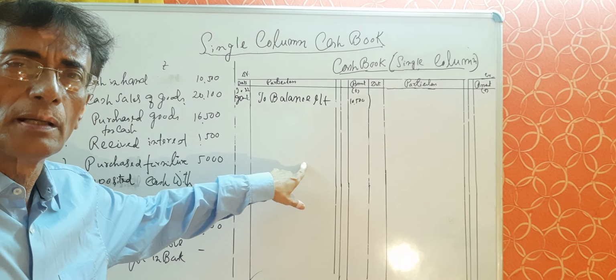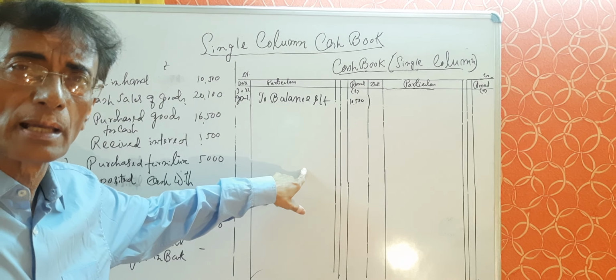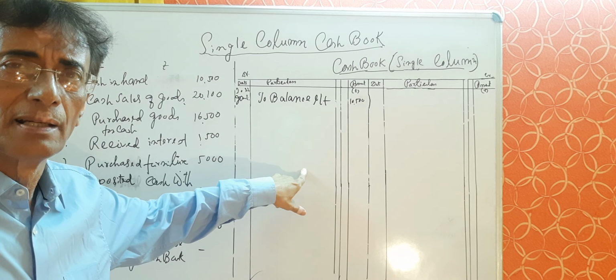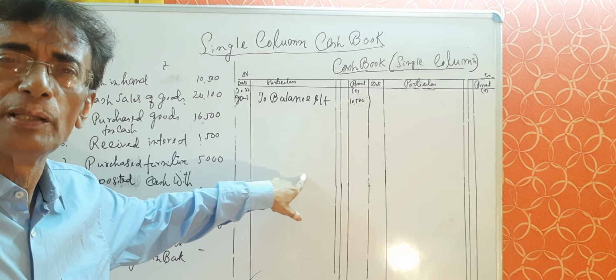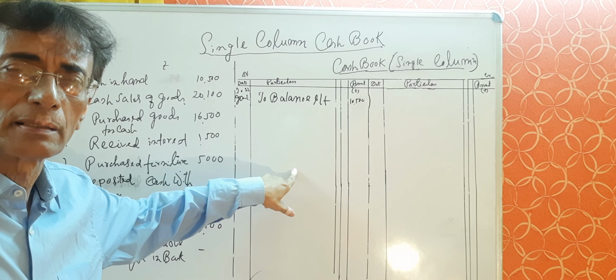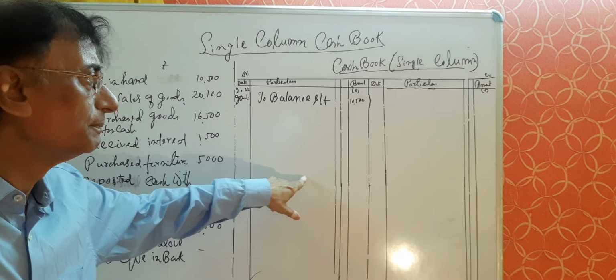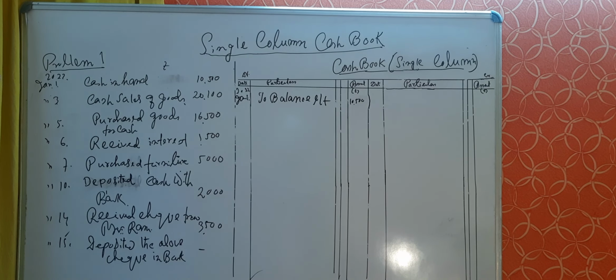Another important point, cash book will always accommodate narration, because cash book is also a journal. A journal without narration is meaningless. So we must write narration underneath every entry in the cash book. Mind it. Next transaction is 3rd Jan.